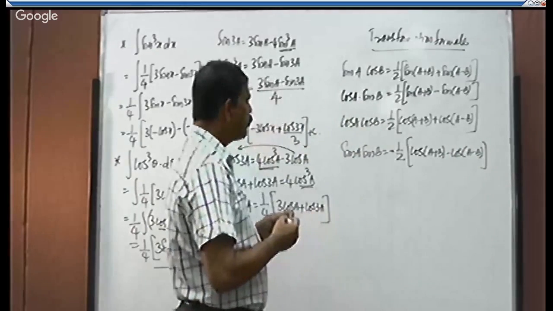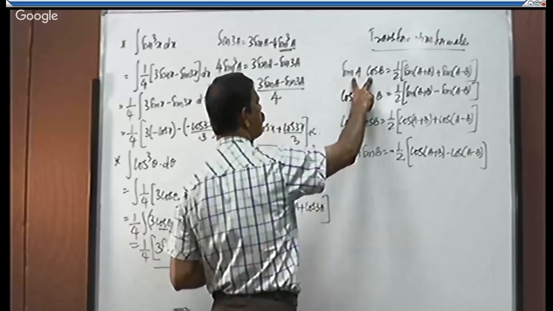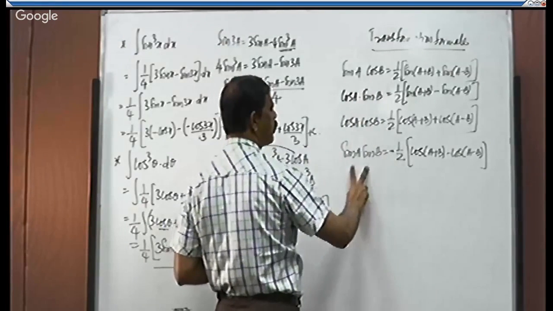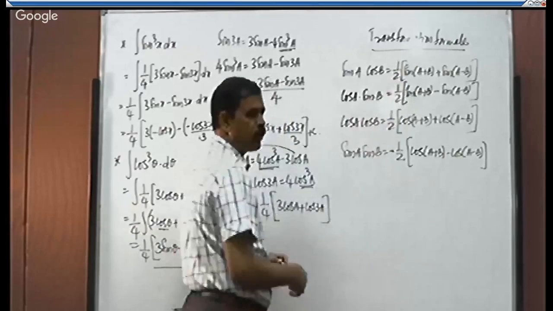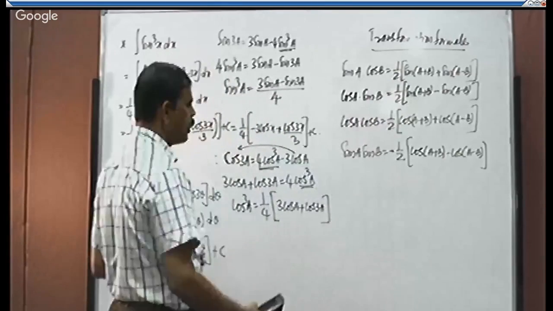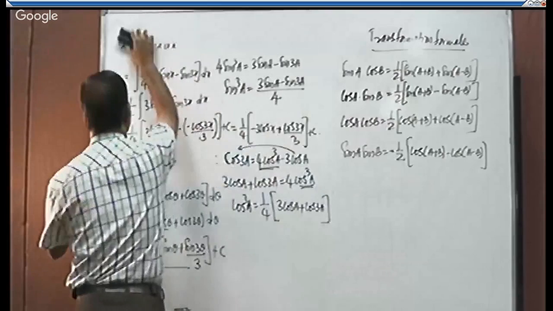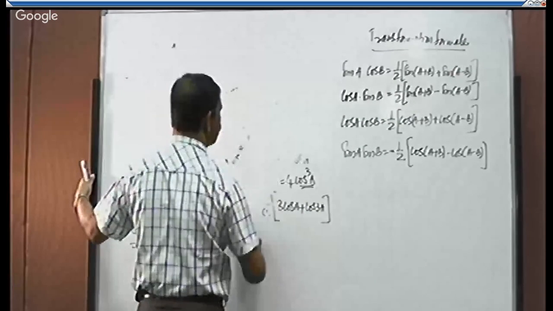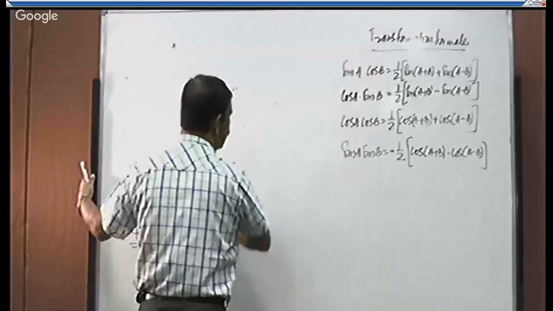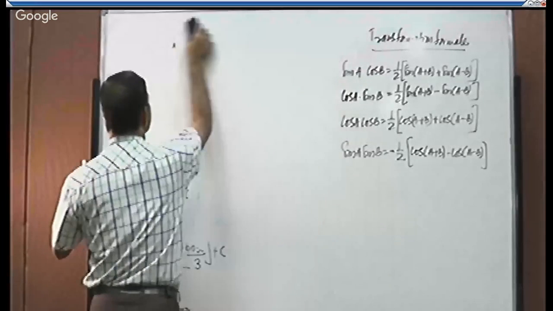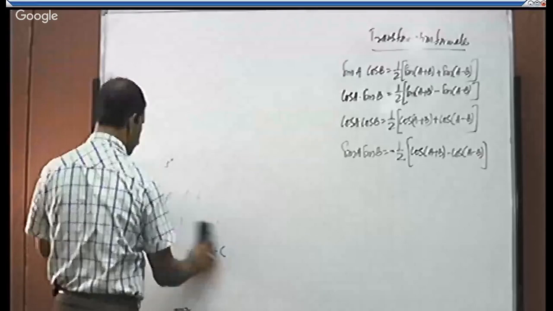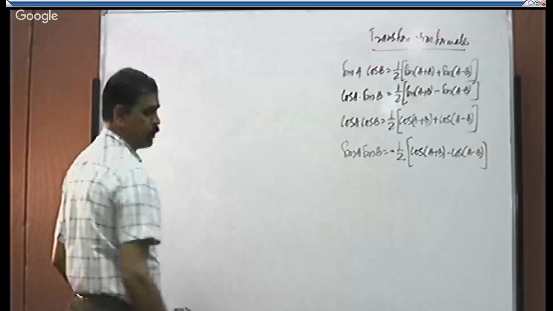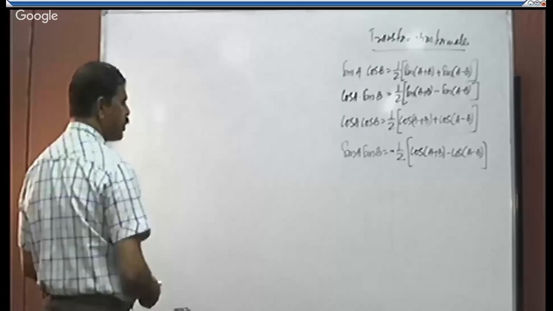So if any problem is given in this form, cos a sin b, cos a cos b, sin a sin b, use the formula accordingly. Then integrate. We don't have a product rule, correct? If the two trigonometric functions are given in product form, use that transformation formula, simplify it, then integrate.